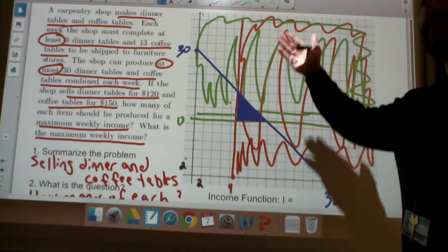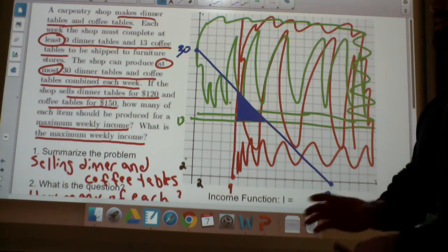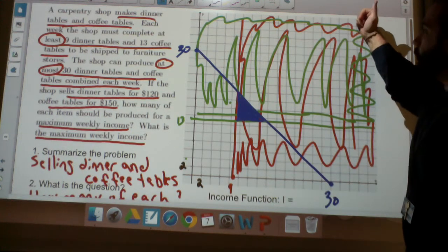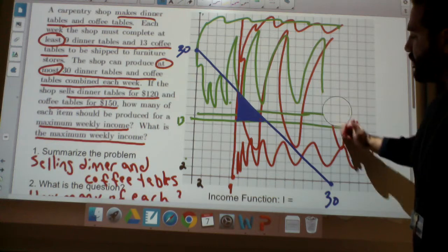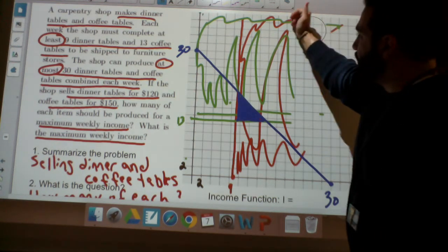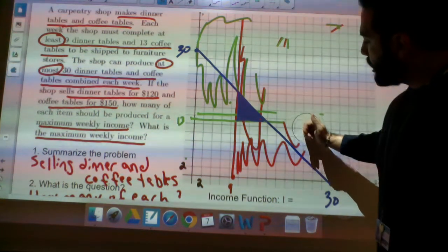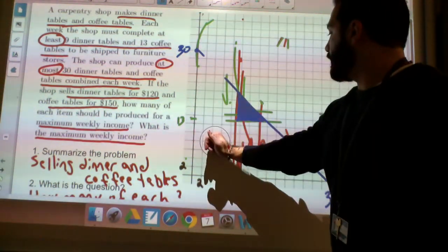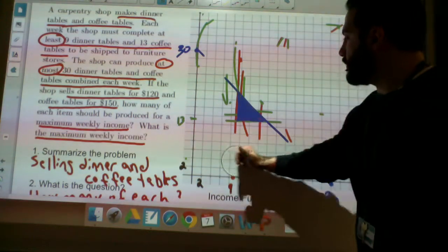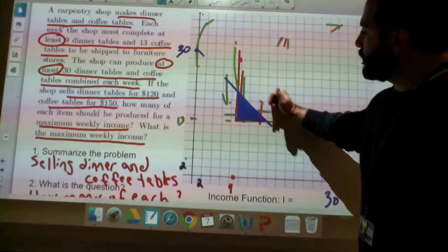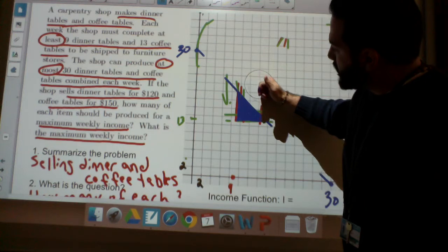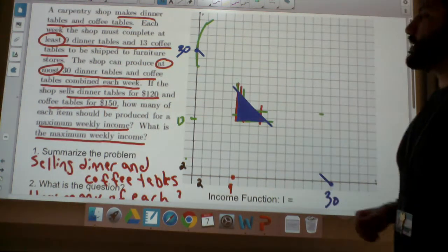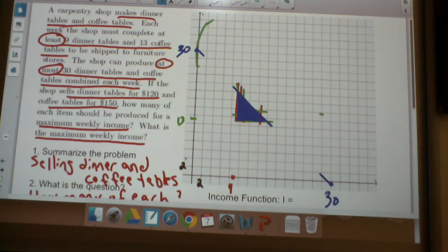Okay, you should have the same graph on your papers. Please make sure that you have your feasible region. You can go ahead and erase all the other shaded regions that we don't need, because what we're really going to be working with is this feasible region over here. That's really going to be our main focus, because it's at this point where all three inequalities are going to be equal to each other. Okay?